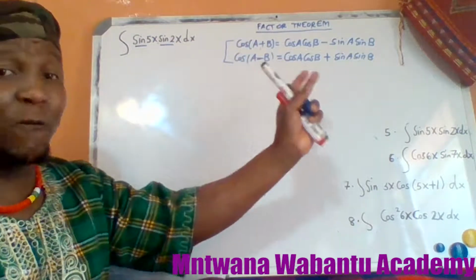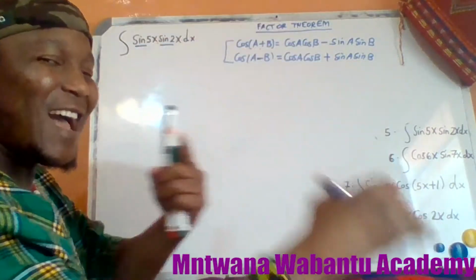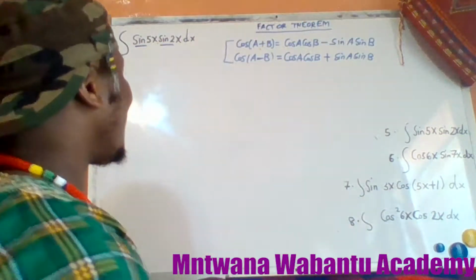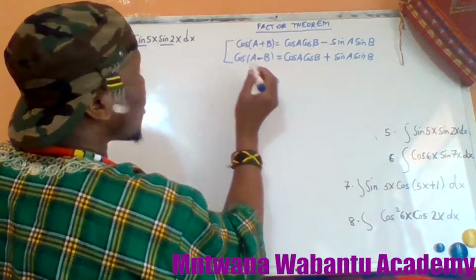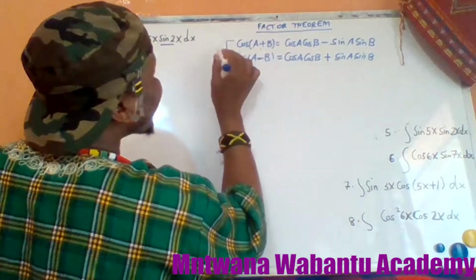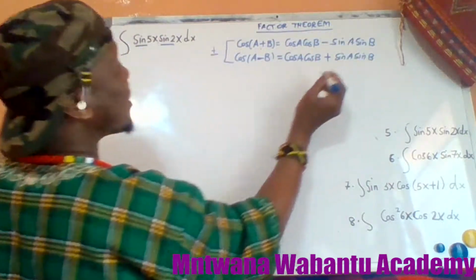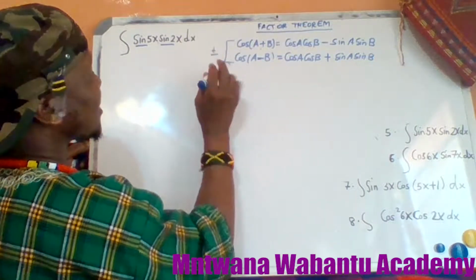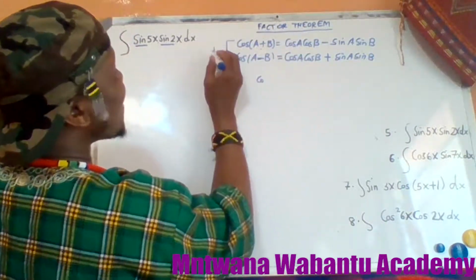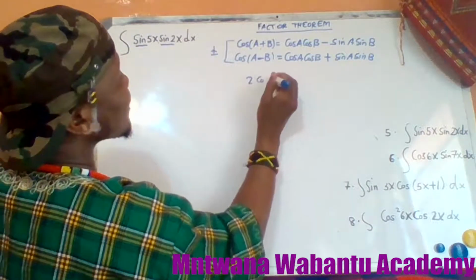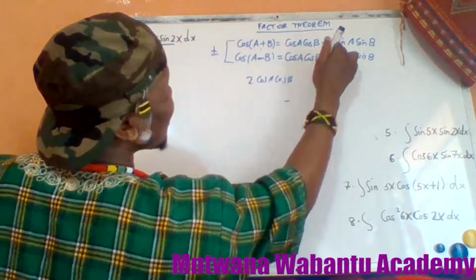Now this is a compound formula, but we want to make the factor formula from the factor theorem. So for me to get sine, which sign should I put here, minus or plus, so that I'm left with the sine? If I say plus, look, this cos is positive, this is positive. If I add, there's going to be 2 cos A cos B.